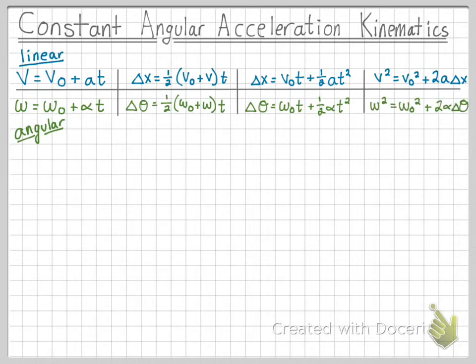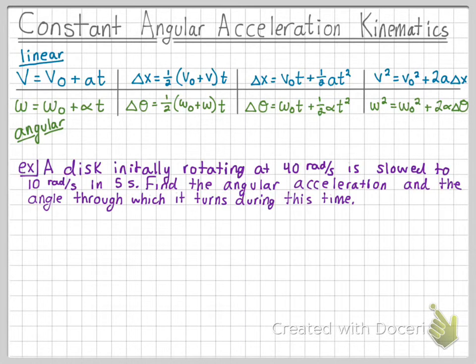So let's try using these equations in a problem. A disk initially rotating at 40 radians per second is slowed to 10 radians per second in 5 seconds. Find the angular acceleration and the angle through which it turns during this time.